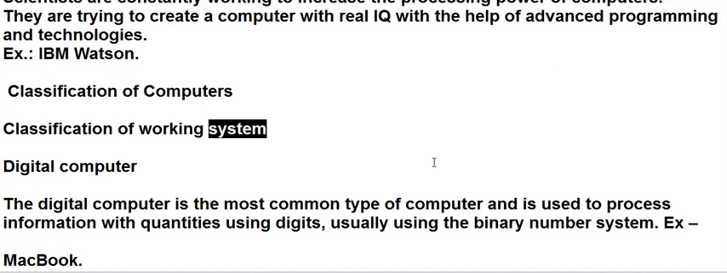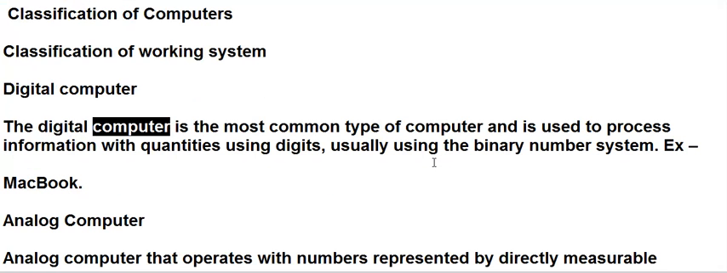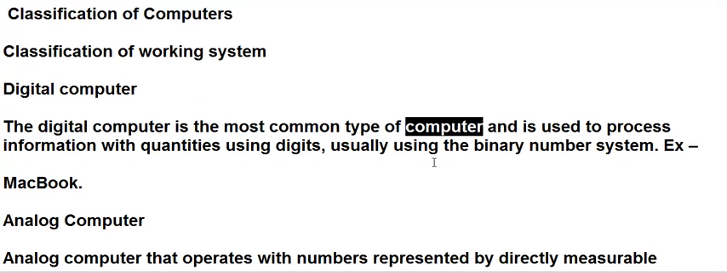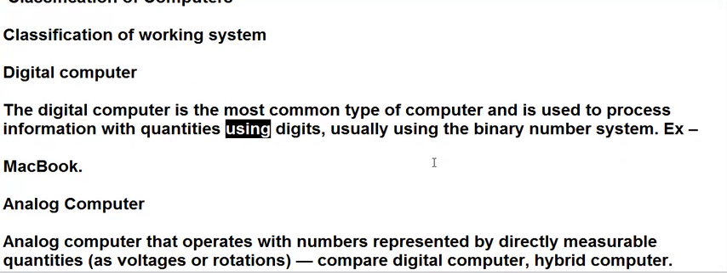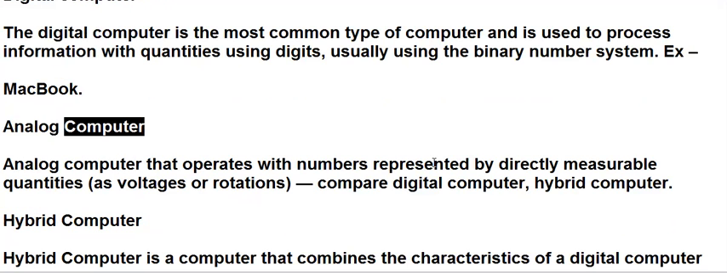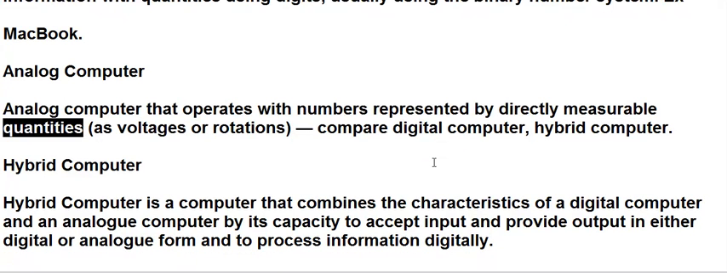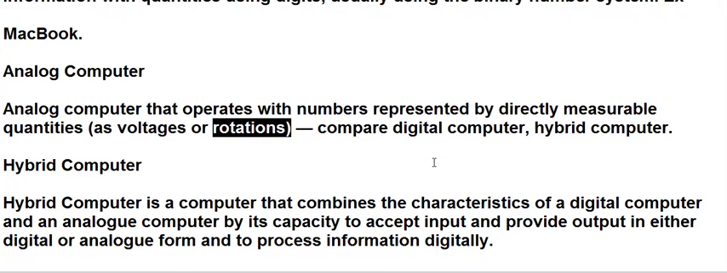Classification of computers. Classification by working system. Digital computer. The digital computer is the most common type of computer and is used to process information with quantities using digits, usually using the binary number system. Example: MacBook.